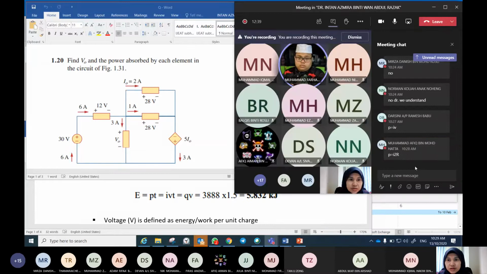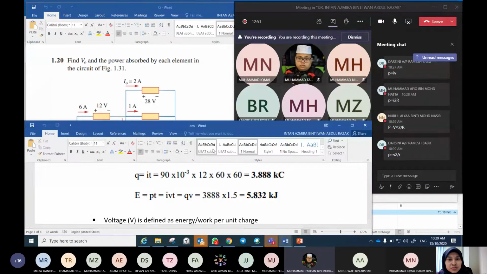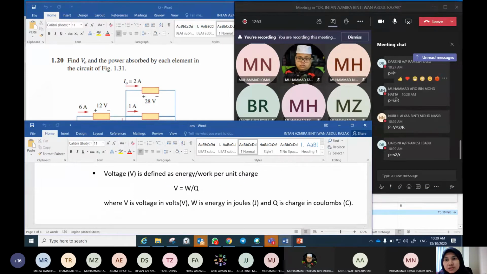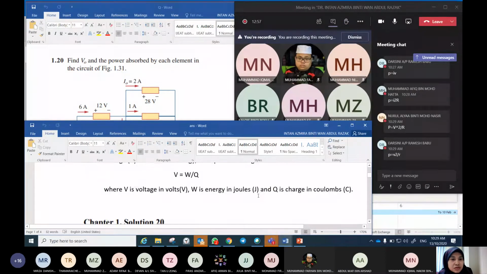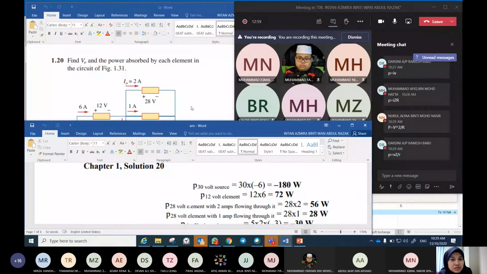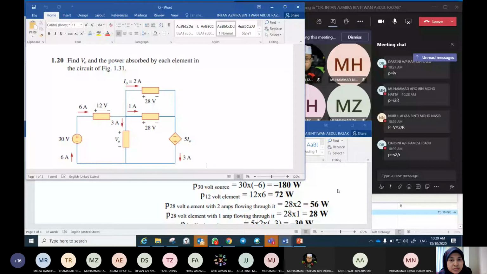P equal I square R. Okay, another one. You can search. Yeah, V square over R. Okay, so we have three formulas of power. So you can use either one, depends on the information that you have. Okay, so let's say we start with calculating power. So we start with this.